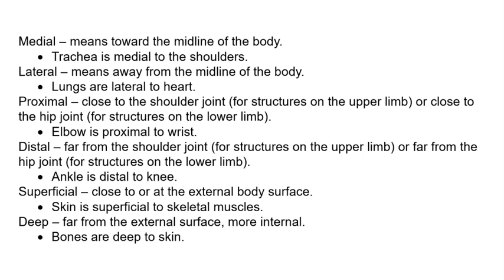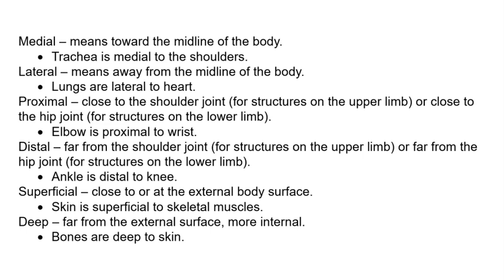Next, we'll examine proximal and distal. Proximal and distal are terms that are used to refer to structures located on limbs, that is on the upper limb or the lower limb, and comparing the position of that structure to another structure on the limb. So the term proximal implies that a structure is close to the shoulder joint if that structure is located on the upper limb, and proximal is also used to refer to a structure on the lower limb that is close to the hip joint. So for example, we would say that the elbow is proximal to the wrist because the elbow is closer to the shoulder joint than the wrist is to the shoulder joint.